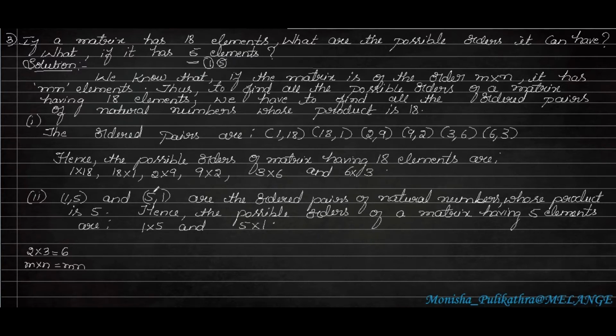So 1 5 and 5 1 are the ordered pairs of natural numbers whose product is 5. And unlike these two numbers, no other numbers are there which are divisible to this 5. Hence, the possible orders of a matrix having 5 elements are 1 into 5 and 5 into 1. So this is the ordered pair in the form m into n, 1 into 5 and 5 into 1. I hope you understood this.